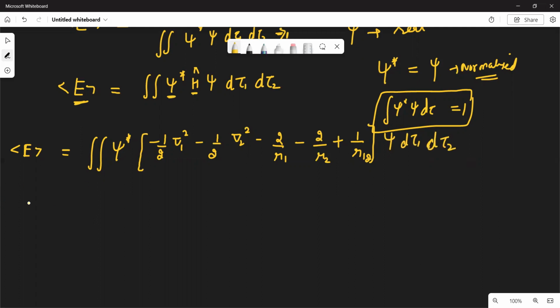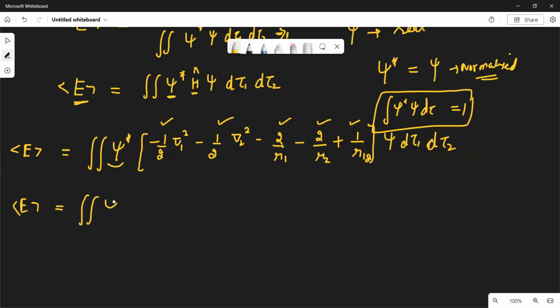Okay. Now I will write, again I will solve this. I will separate the integration sign for every term. So in the bracket we have total 5 terms, 1, 2, 3, 4 and 5. So I will write separately the integration.